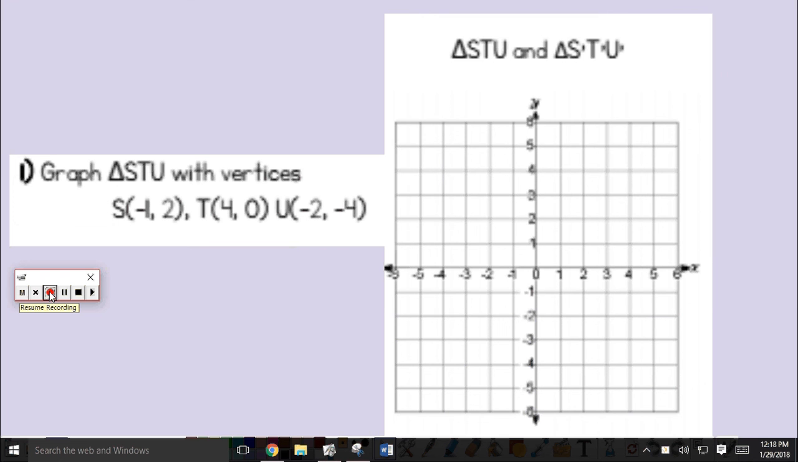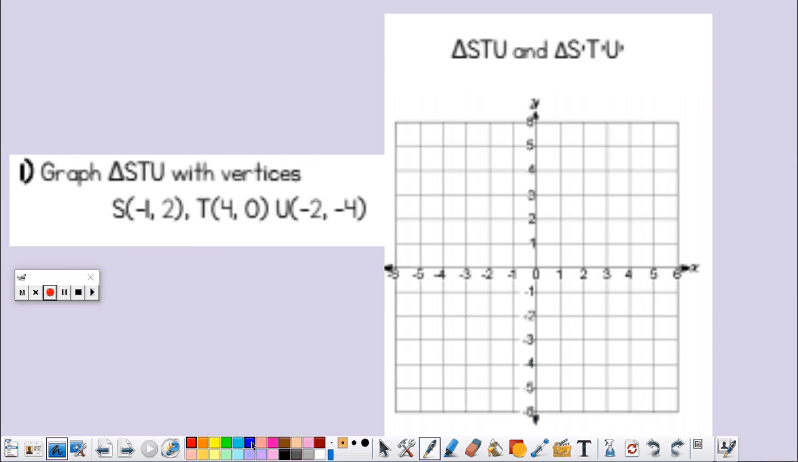So now let's graph triangle STU with those vertices. S is at -1, 2, T is at 4, 0, and U is at -2, -4. Okay? So let's go ahead and plot those points. I'm going to do triangle STU in blue to keep them separate. So S is going to go at -1, +2. Make sure you label all of your points.